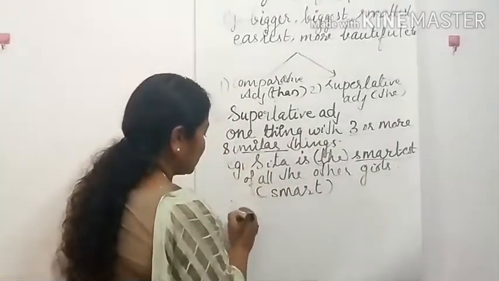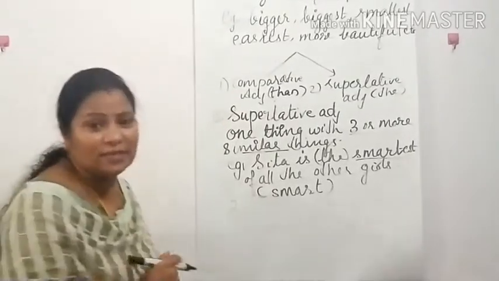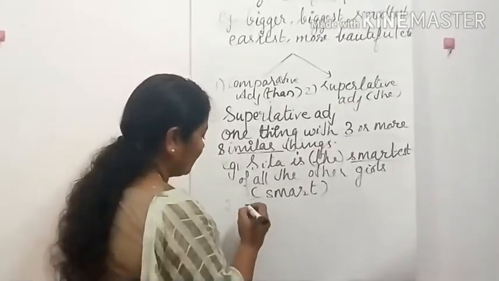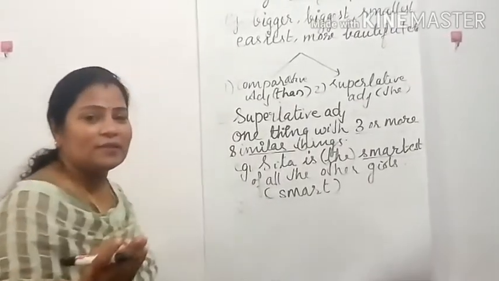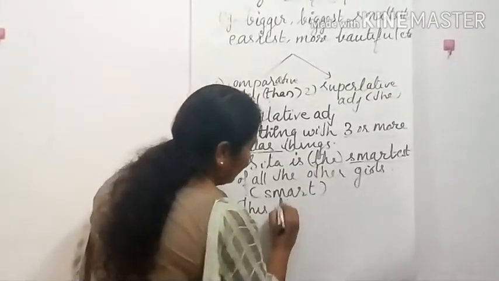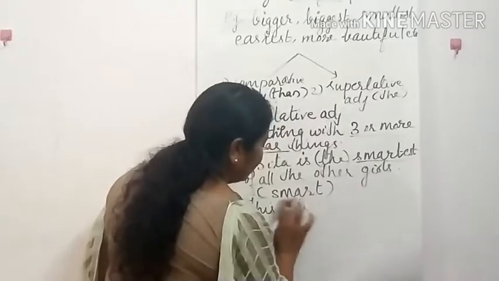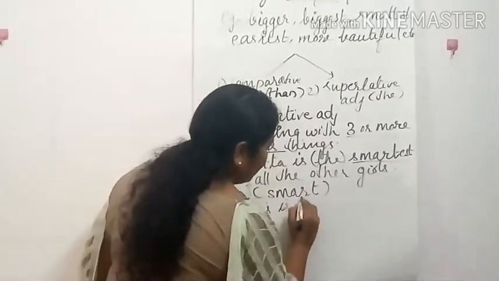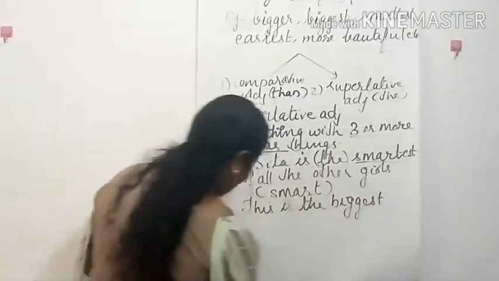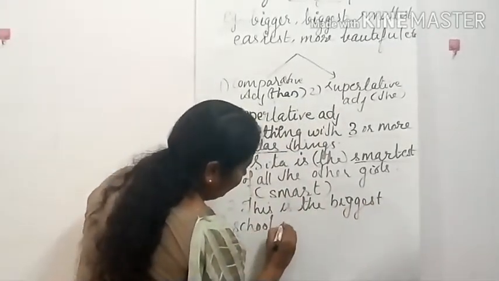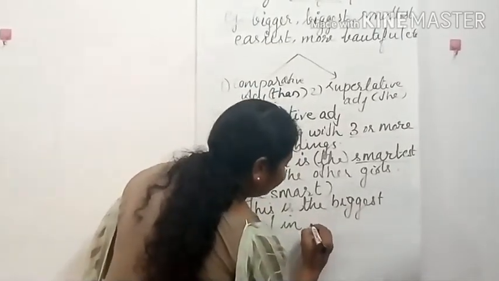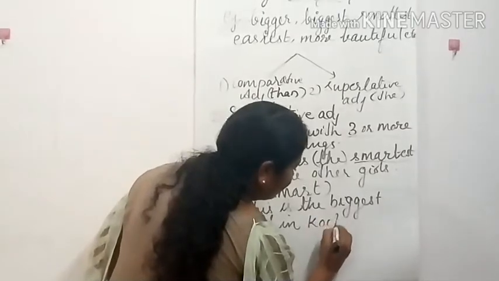Can you give me, or can you think of any other example? Think. Think something else. This is the biggest school in Kochi.